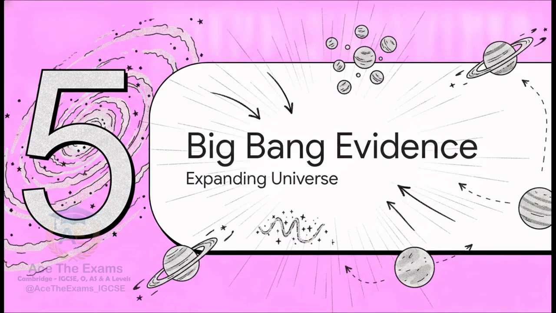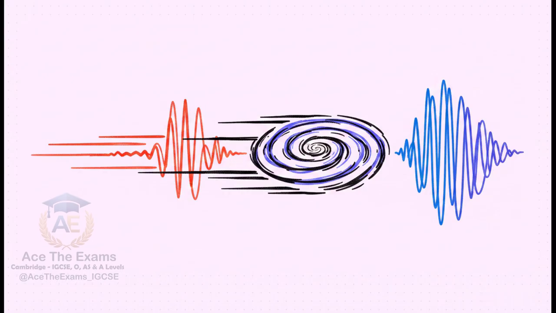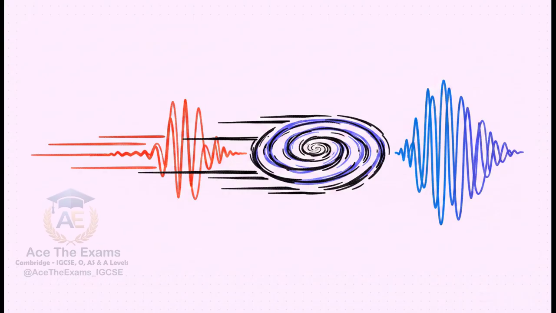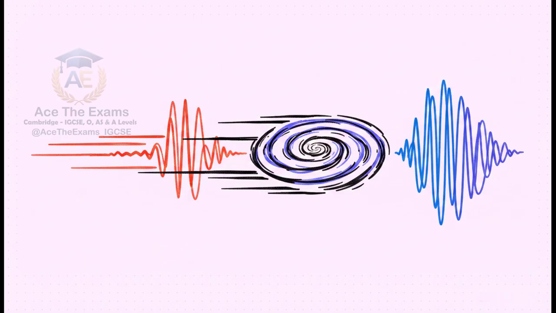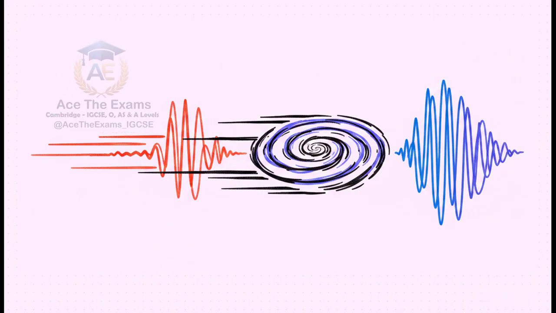Which brings us to Section 5, the Big Bang evidence. Well, that simple question, it's actually the key to unlocking the greatest mystery of the cosmos. To answer it, we have to look at the ultimate origins of literally everything. The answer lies in the Doppler effect.